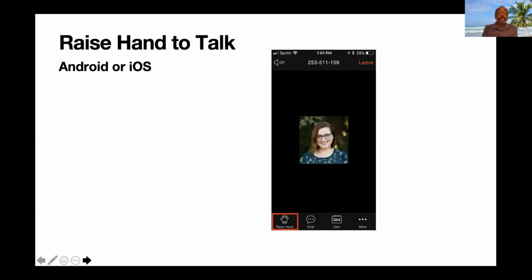If you're on an iPhone or an Android device, you'll need to raise your hand by clicking in the lower left corner of your screen where it says raise hand. So now you're recognized.